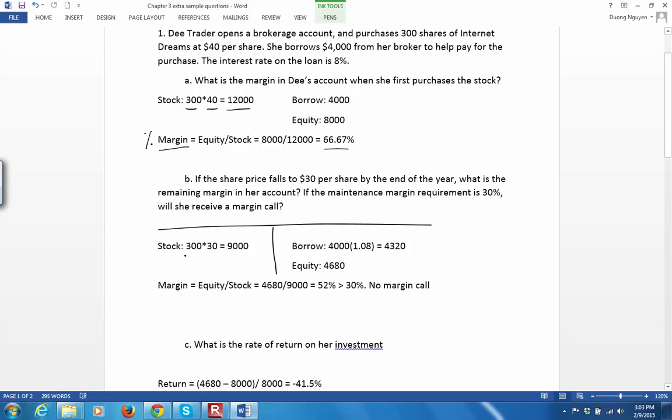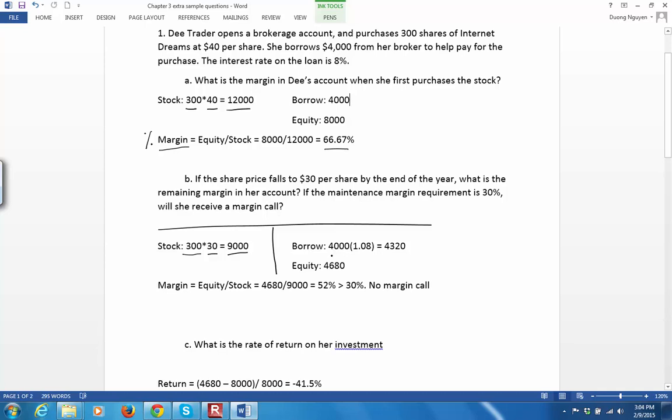So the stock value at that time would be equal to 300 shares times $30 per share, which is $9,000. Now at the end of the year, the amount of money she borrowed would be equal to 4,000 times 1 plus the interest rate, which is 8%, so equal to 4320.